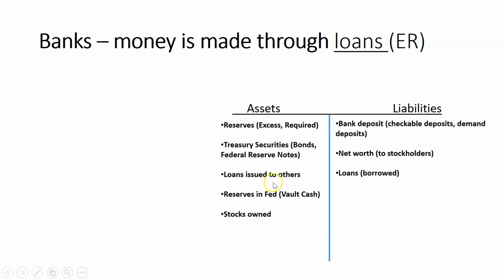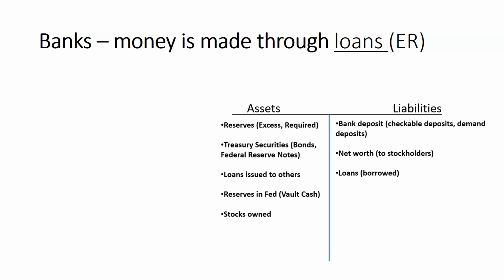On the asset side here, you have your reserves. Total reserves or actual reserves are broken down into the excess and required reserves. You also have your bonds or your securities that the bank owns, and they can sell those to people or to the Fed. Loans that they've already given out, so they've used their excess reserves and they've loaned them out to others. This one here, all banks have to keep money in the Fed. Remember, the Fed's the lender of last resort.